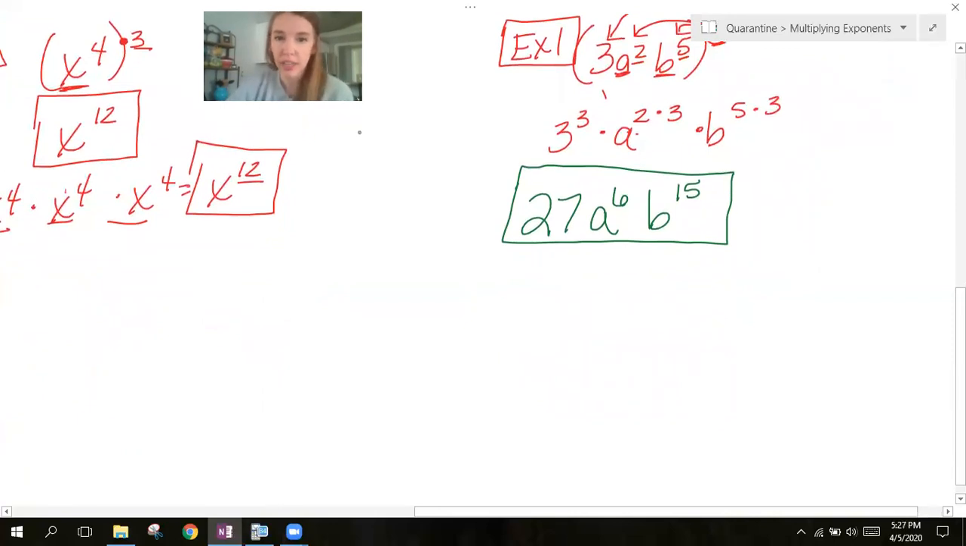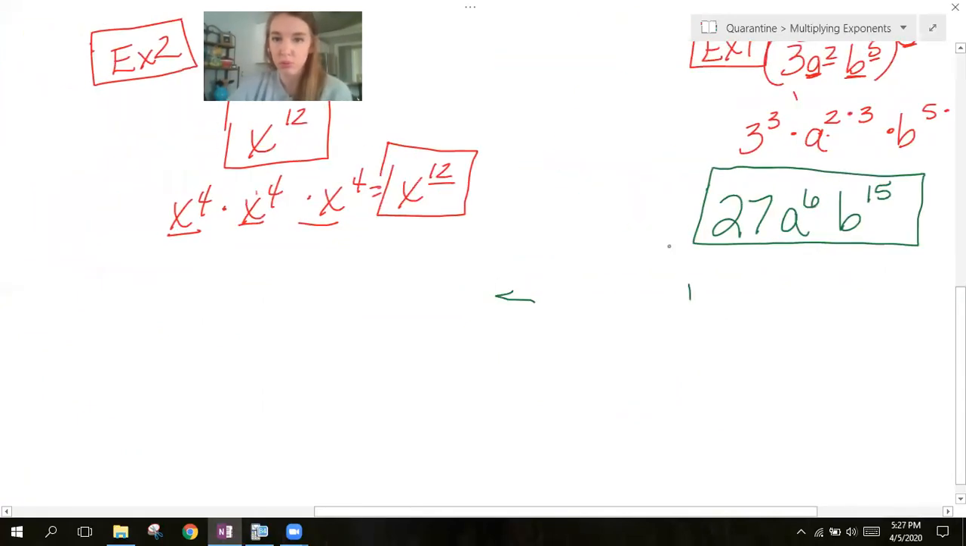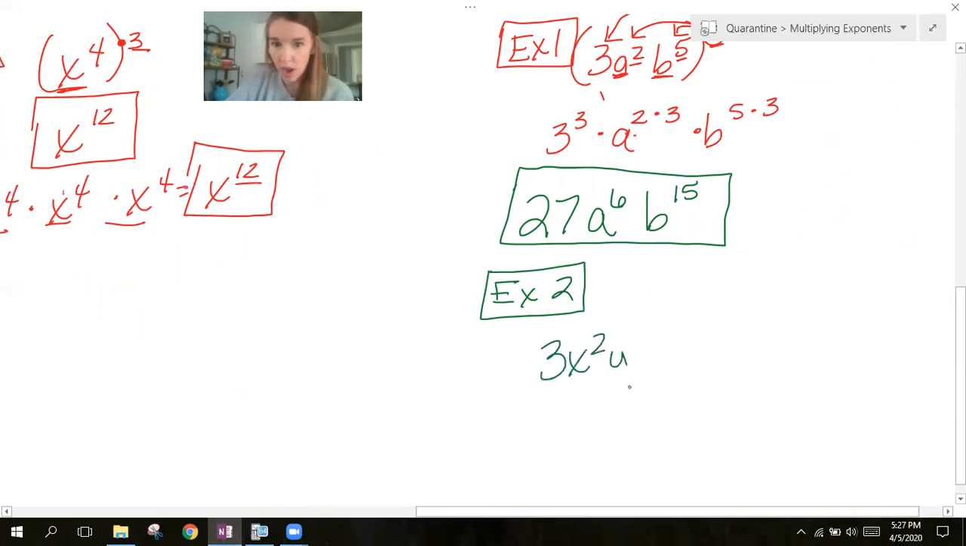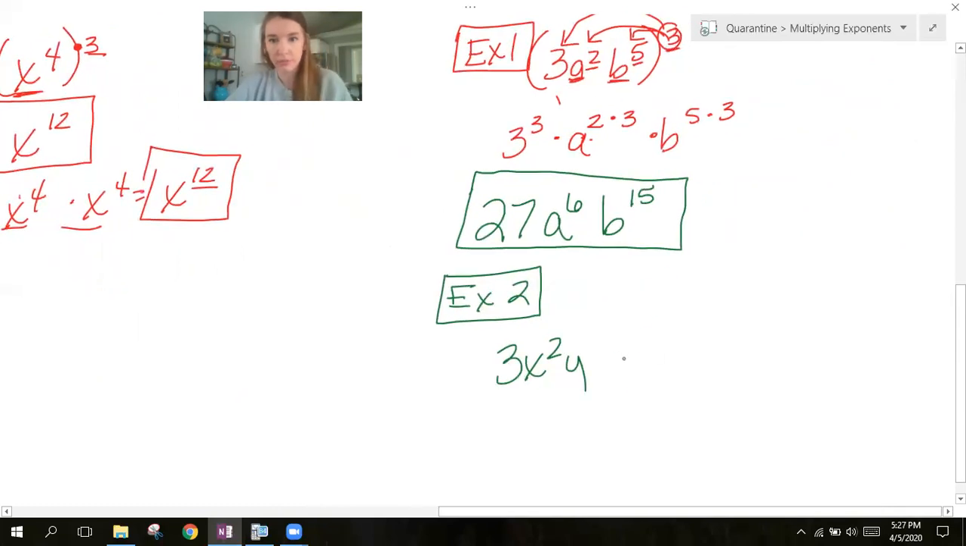Okay, so this is example 2. So I have (3x squared y), and all of that is being taken to the 2nd power.